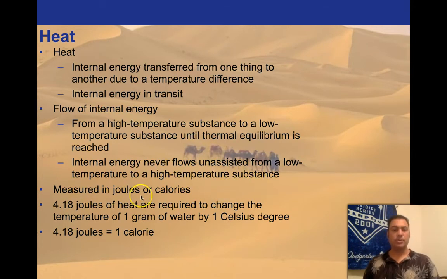This is usually measured in joules or calories. We've talked about joules or calories a little earlier, but remember, joules are units of energy or also units of work as well. And the translation is 4.18 joules of heat are required to change the temperature of 1 gram of water by 1 Celsius degree. So that's to say 4.18 joules is equal to a calorie. All right, that's the definition of a calorie.